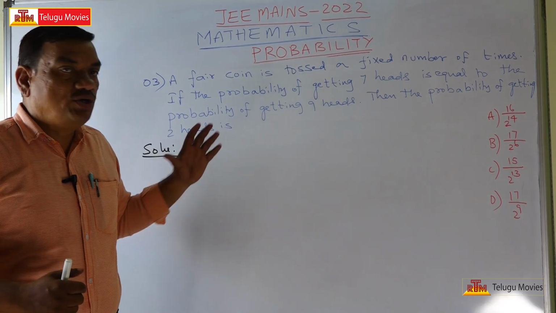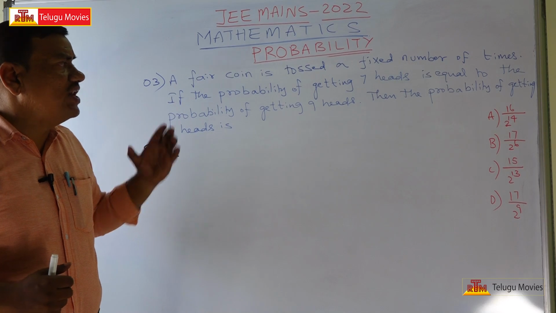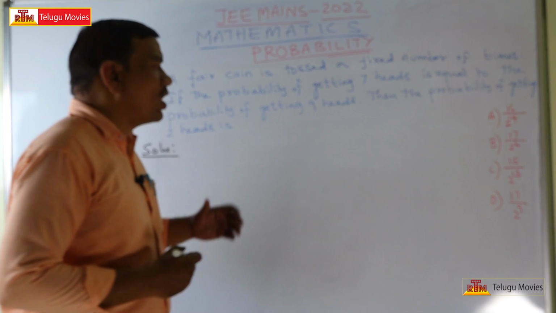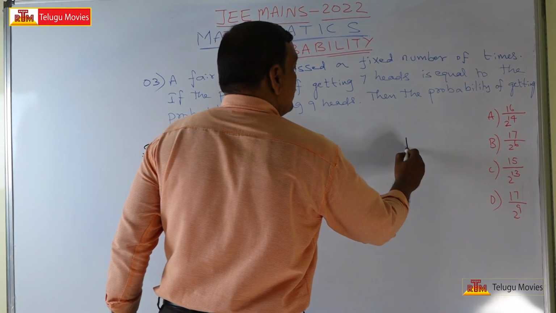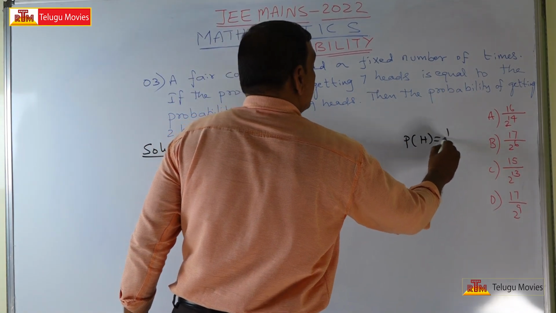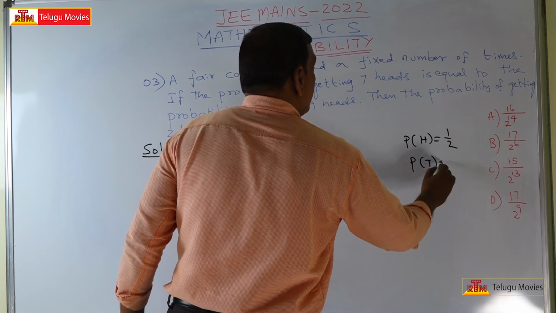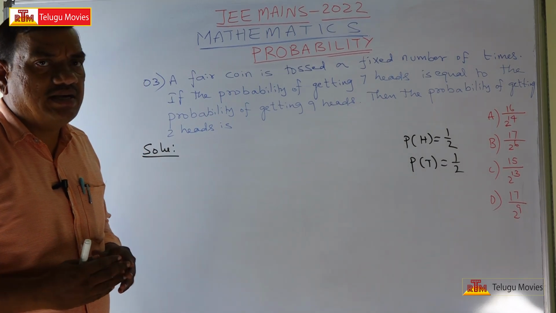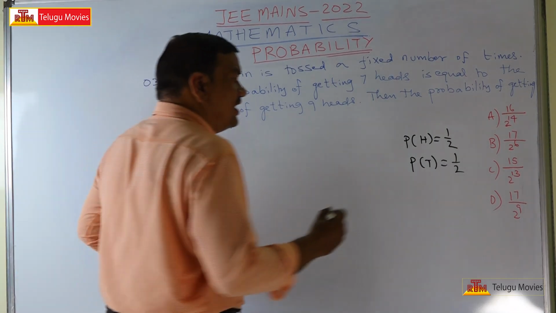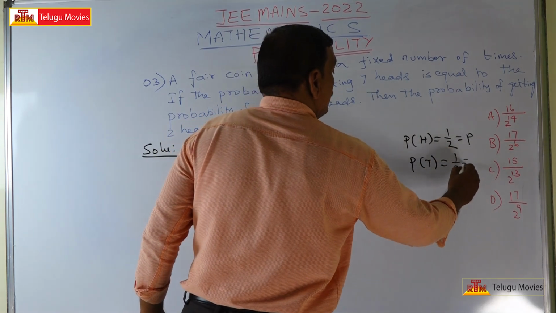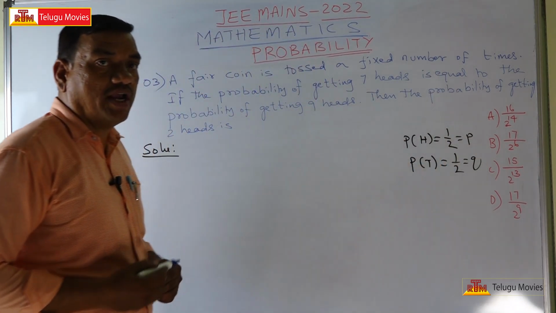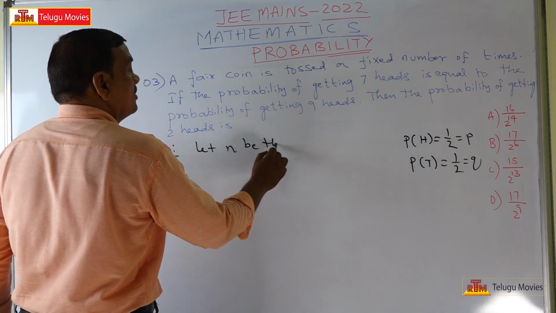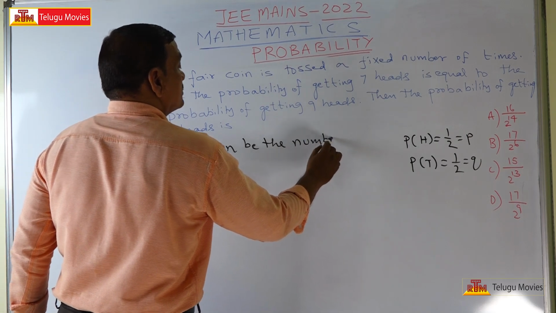So dear students, coming to this problem: when a fair coin is tossed a fixed number of times, what is the probability of getting a head? The probability of getting a head is 1 by 2. The probability of getting a tail is also 1 by 2. That means both have the same chances of happening. Generally we represent these as p and q. Here, let n be the number of tosses.